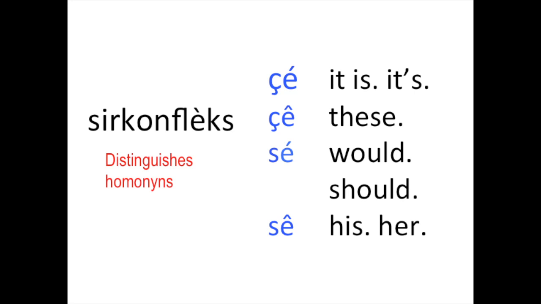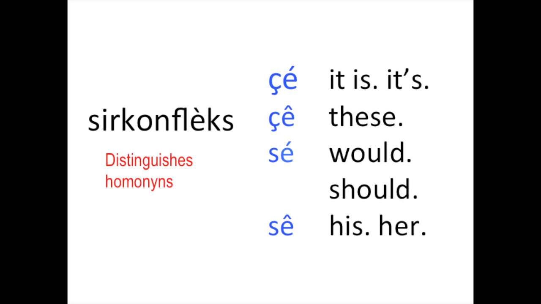The top one, c'est, with an acute accent, means it is or it's. C'est bon, c'est mauvais, c'est bien. It's good, it's bad, it's well.